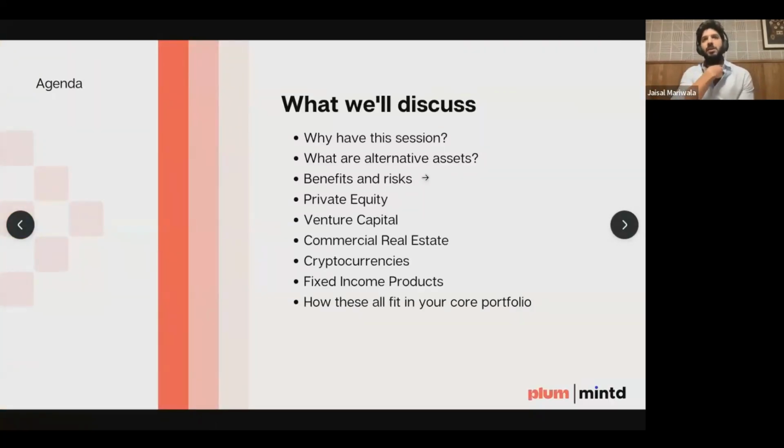So alternative assets. Today we'll cover the whats, the whys. We'll dive into some of the most common ones, and then we'll help you figure out what you should be investing in and how it might fit in your portfolios.